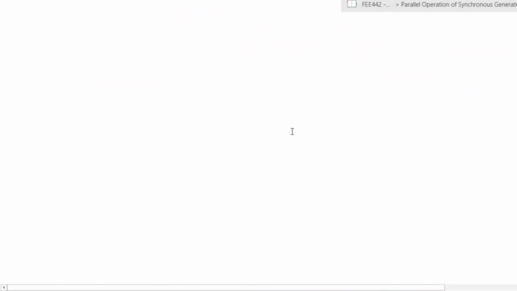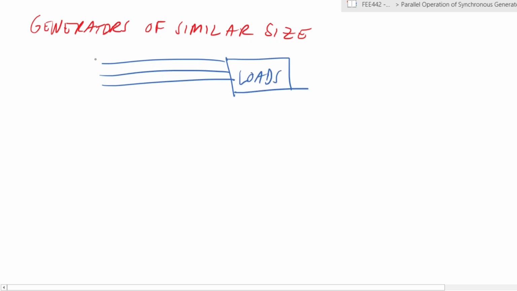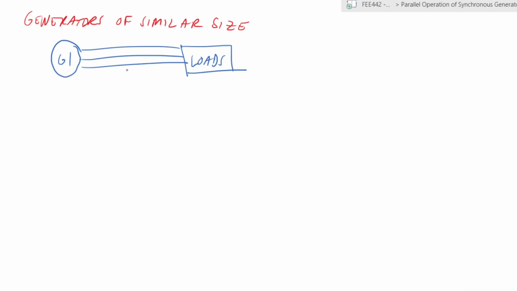So now let's look at another instance. This is now generators of similar size, in parallel with each other. So here we are looking at if you have loads like that, you'd have a generator 1 connected to the loads, and you would then have a generator 2 connected to these same loads. So what are the characteristics when you have these two generators operating next to each other?